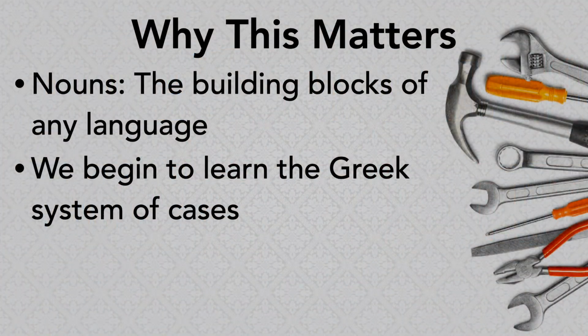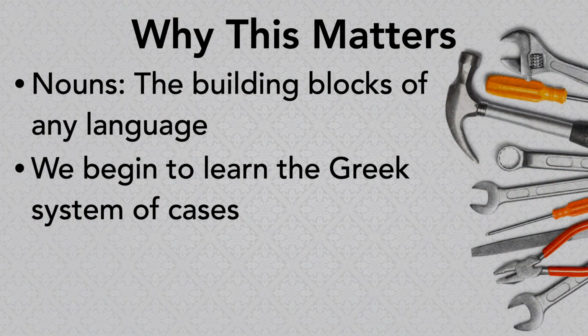So let's talk about why this matters. We'll do this every time. Why does this matter? Well, nouns are the building blocks of any language. Okay? In order to formulate sentences, we need nouns. And we learn nouns first because they're more basic. We sort of learn Greek the way a little kid would learn things. You know how little babies, when they're first learning to talk, they just point at things and say what they are, right? Those are nouns, okay? And so we're going to start there. And we begin to learn the Greek system of cases, as I mentioned before. And this is going to be fundamental. We're going to use this in every sentence that we translate in the New Testament. We'll use the cases we talk about today. So let's get to it.